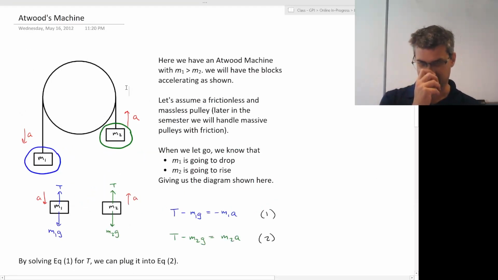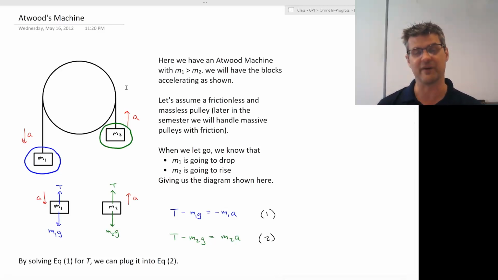Atwood's machine is a system where we have two blocks connected by a string that's hung over a pulley. Why is it called Atwood's machine? I have no idea off the top of my head. But now we have two masses connected by some string. We're linking now free body diagrams that can be created.